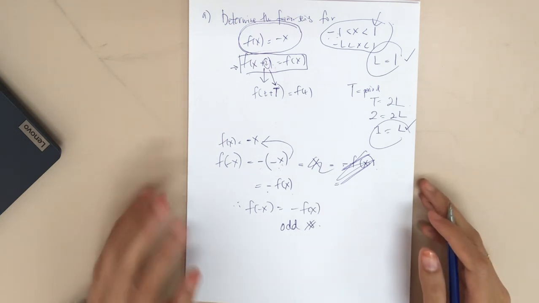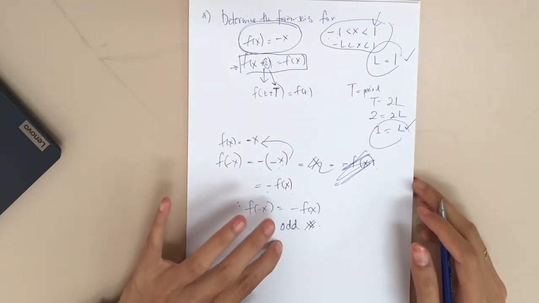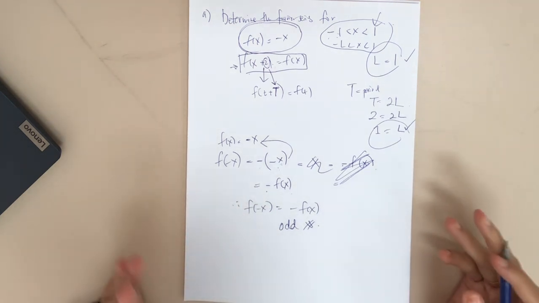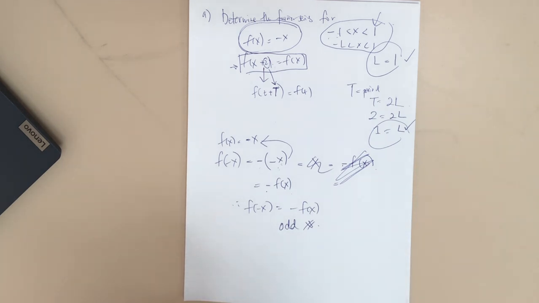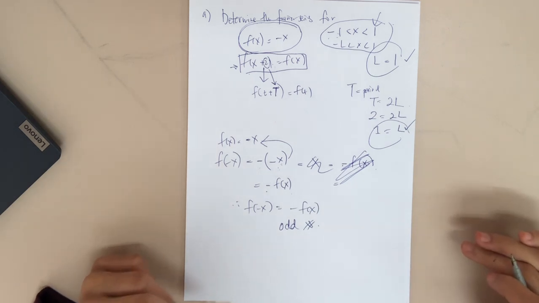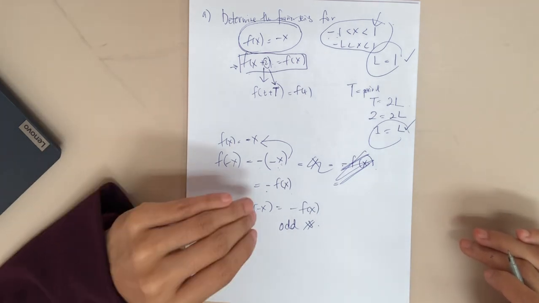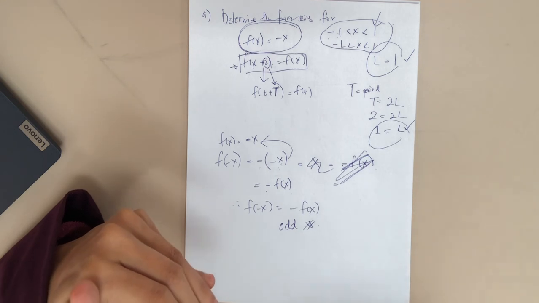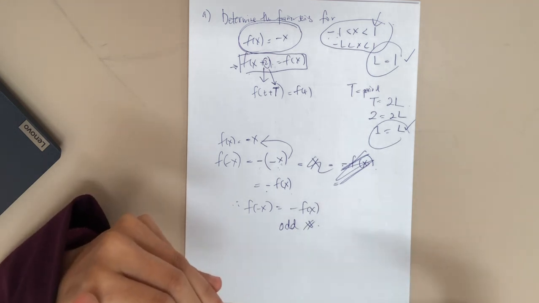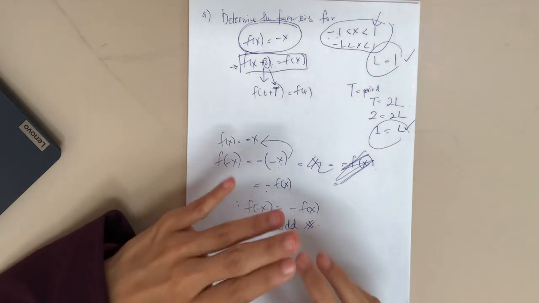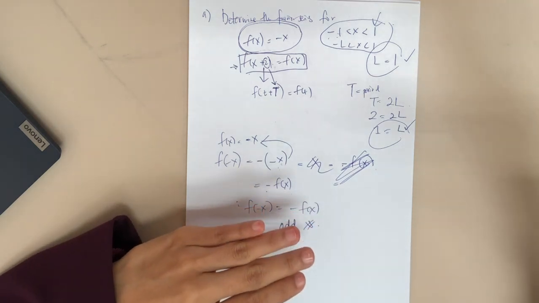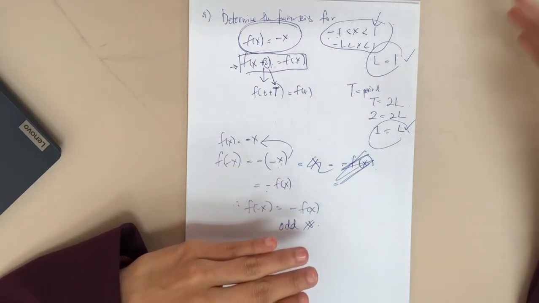Alright, this is an odd function. So after you identify it's odd, make sure you are clear on this part, because if you identify it wrongly, it will affect your answer until the end. If you determine wrongly whether it is odd, even or neither, it will affect all your Fourier coefficients. For example, this is odd, but maybe some of you make a mistake and get even.